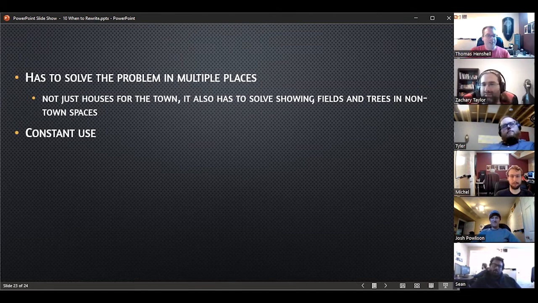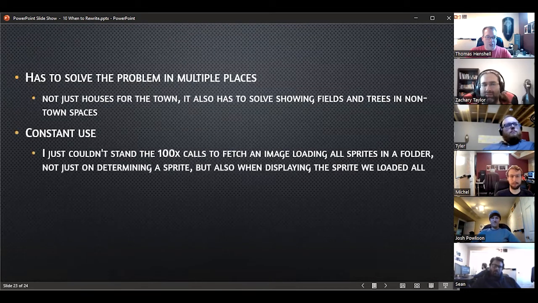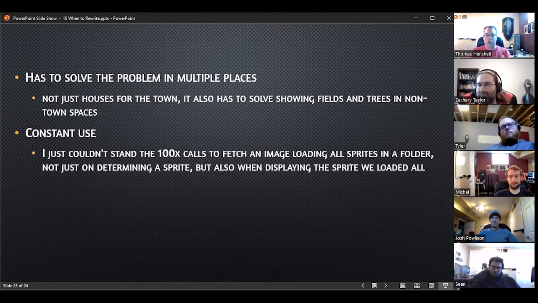So in this case, I found out that I just couldn't stand the 100 times calls to fetch an image, loading all the sprites in a folder. And that's just to determine which sprite to show. But then also when it goes to display the sprite, it also has to go and load all the sprites from the folder. And that constant use of the thing is just like, this is no good. This can't stand. It will probably create more problems for us. We were already having problems because somebody created a rubble image and put it into the folder. That's the right place to put it, whatever. Now suddenly buildings show up randomly as rubbled, and that creates a question like, why is that building damaged when it's not damaged? Because it's reading all the images in the folder and just plunking them down. And so that's a constant use example.